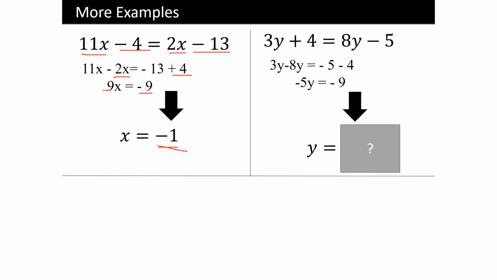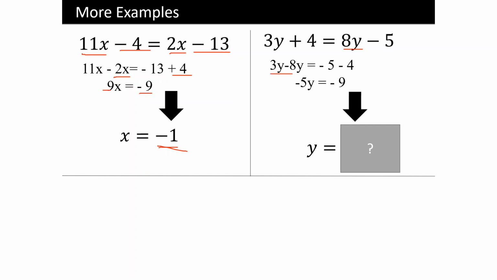Now on the other side, we have 3y plus 4 is equal to 8y minus 5. Same rules apply. This 8y is positive. If there are no signs in front of your variable, then you automatically assume it is positive. If there is a sign, it will tell you. But with no sign, by convention, we just assume it is positive.